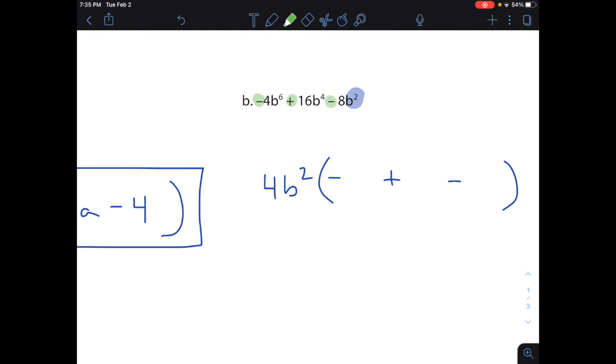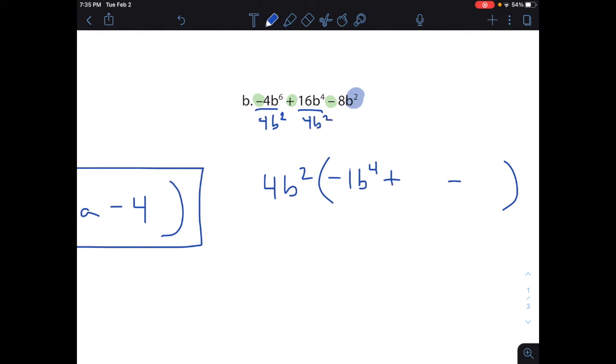Okay, and then I'm going to do the same thing that I just did where I divide each one of these. So 4b squared. Okay, 4 divided by 4 is 1. So I can write the 1. I don't have to write the 1. And then b to the 6th divided by b squared is b to the 4th. So you don't have to write the 1 in there. You don't have to write the 1 in there, but you can if you want to. It's up to you. And then the next one, we're going to divide that by 4b squared.